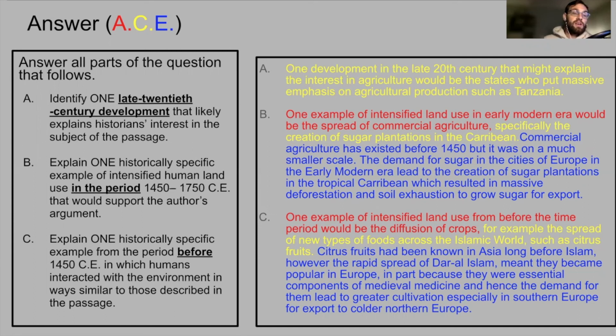In terms of a historically specific example from before the time period, I chose to talk about the diffusion of crops throughout the Islamic world, and specifically citrus. Citrus had long been known in parts of Asia before the religion of Islam came along. However, with the expansion of Islam came the increasing contact and trade within that realm, and that included bringing citrus fruits over to Europe, where they were viewed as a valuable crop because they played a role in many medieval medicines. And so the intensification of citrus cultivation, especially in Southern Europe for export to Northern Europe, is an example of the author's argument from before the time period of 1450.